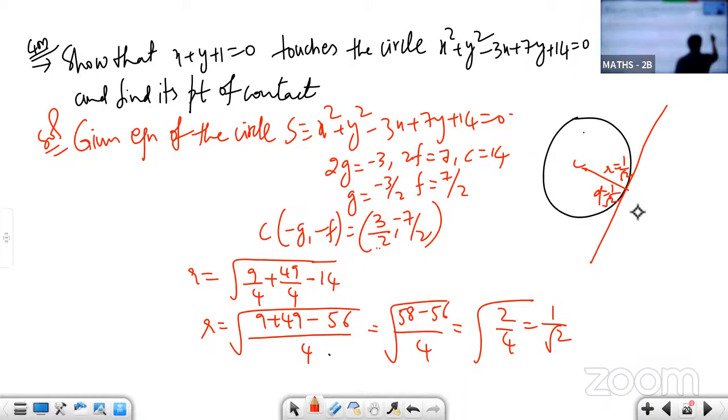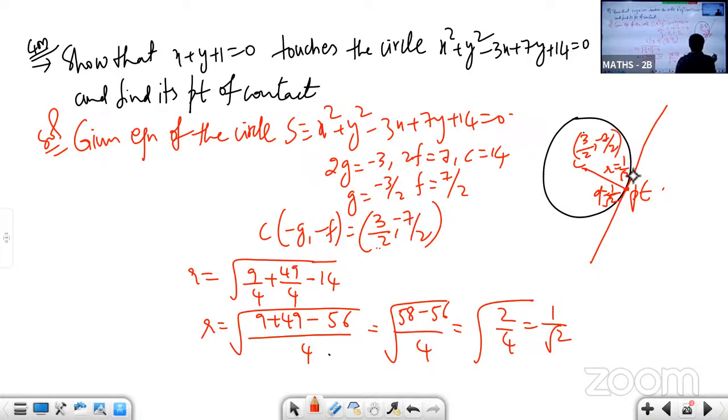Okay, this is fine. Now what is being asked? The point of contact. This is your point of contact, where the line is touching the circle. Now, how to find the point of contact? I know the center. What is that center? It is 3 by 2, comma minus 7 by 2.